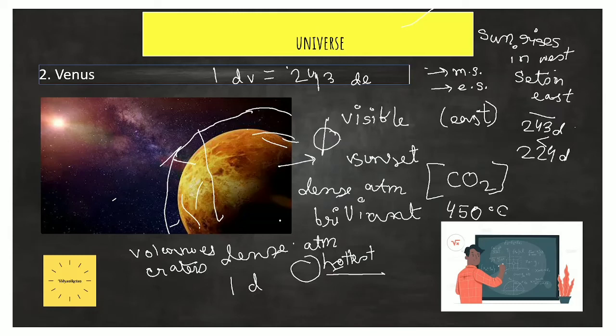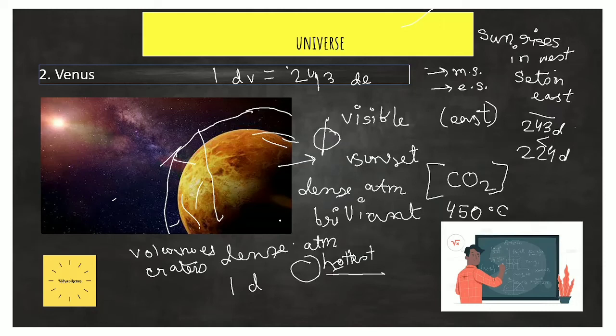And how long does Venus take to complete one rotation about its own axis? It takes about 243 days, and it takes about 224 days to complete a revolution around the sun. So we can see that it takes more time to complete a rotation about its own axis than to complete a revolution about the sun. And one day in Venus is equivalent to about 240 days on Earth, right?